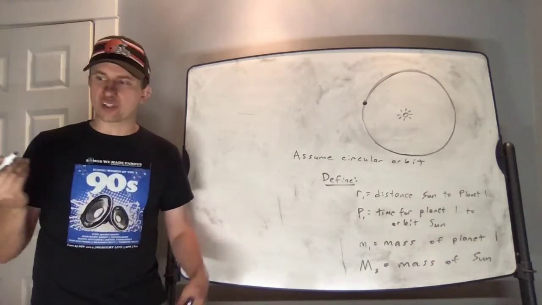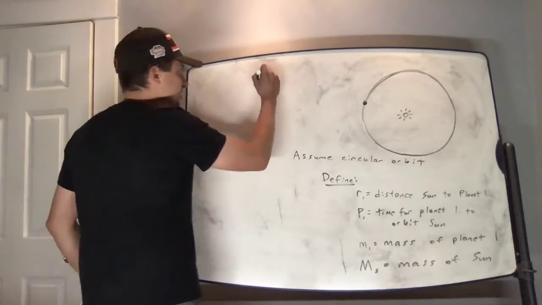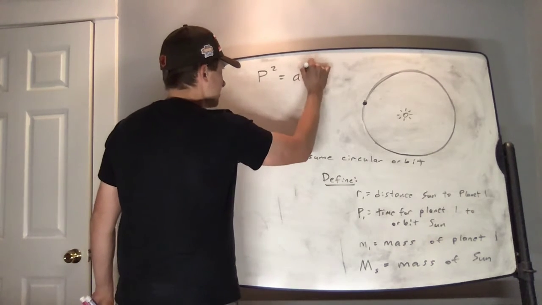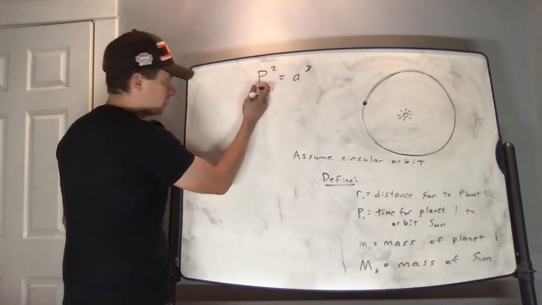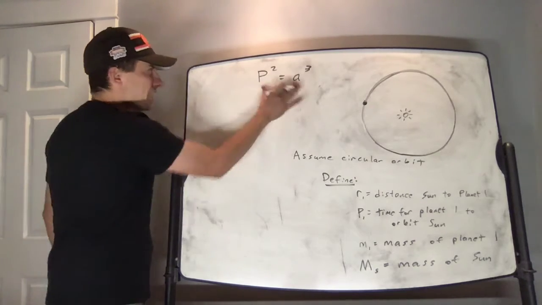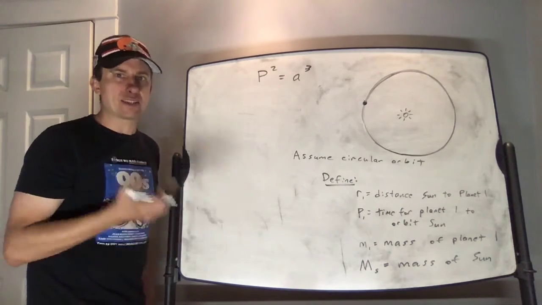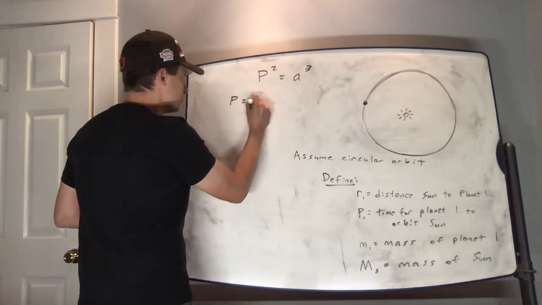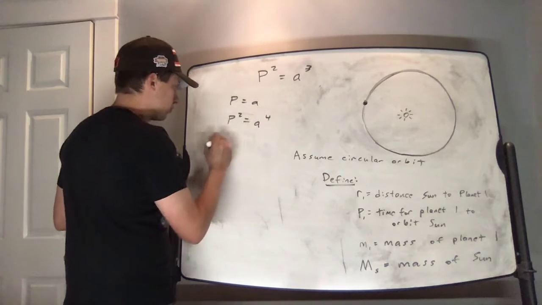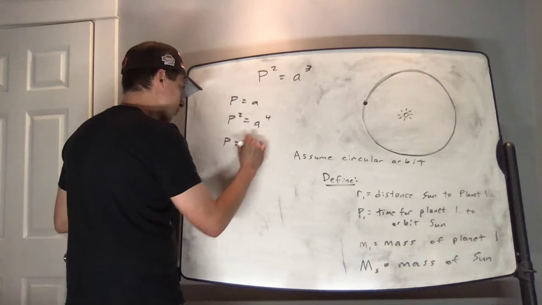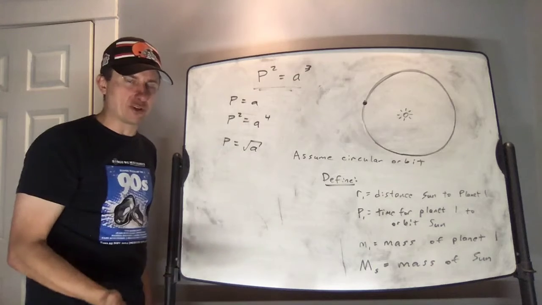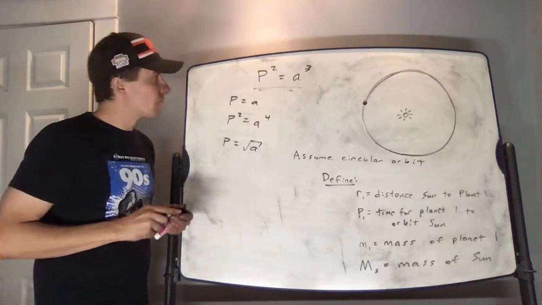So we claimed, for example, that Kepler's third law relates the amount of time it takes a planet to orbit the sun to the distance the planet is from the sun via the relationship p squared equals a cubed. But you might want to ask, why is this relationship correct? Why not something different like p equals a, or p squared equals a to the 4th power, or p equals square root a? Why is this the relationship between the amount of time it takes a planet to orbit the sun and the distance to the sun?